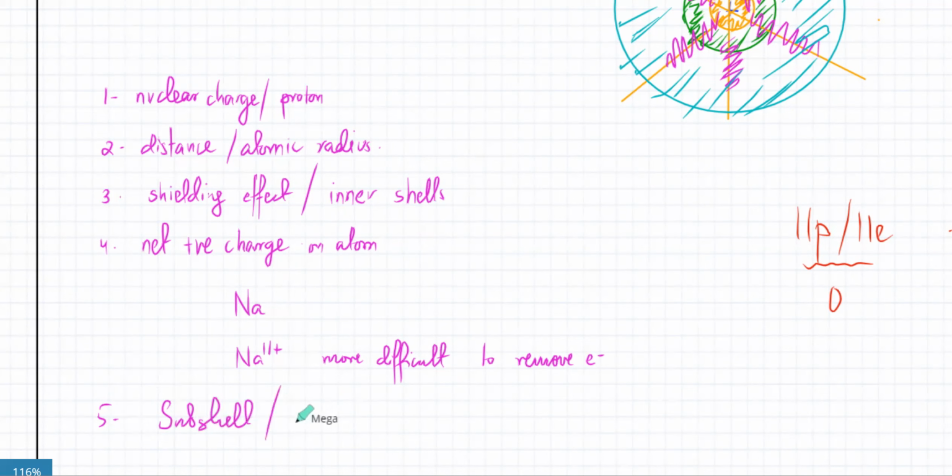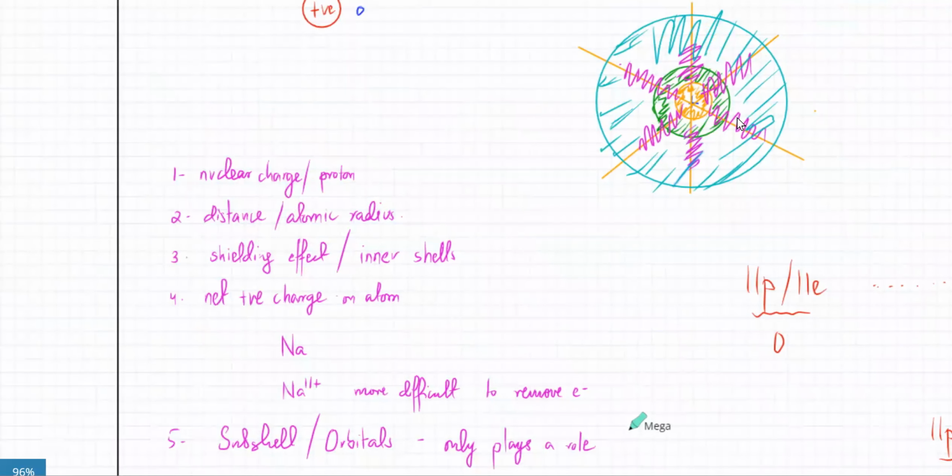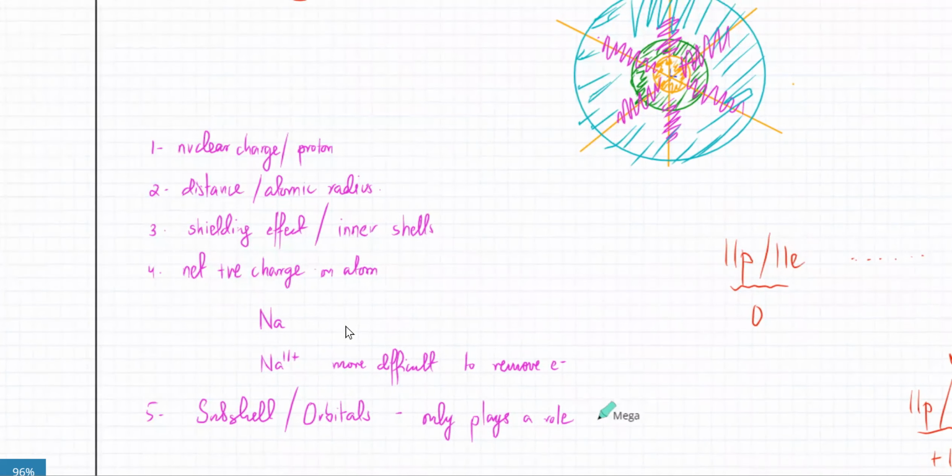It's the subshells and orbitals that usually doesn't matter. So this factor only plays a role in certain instances. Otherwise, it doesn't really matter which subshell you're removing the electron from, whether it's the S subshell or the P subshell. The distance and the shielding are what are more important. The nuclear charge is more important. The net positive charge is more important, but subshells only play a role in certain cases.